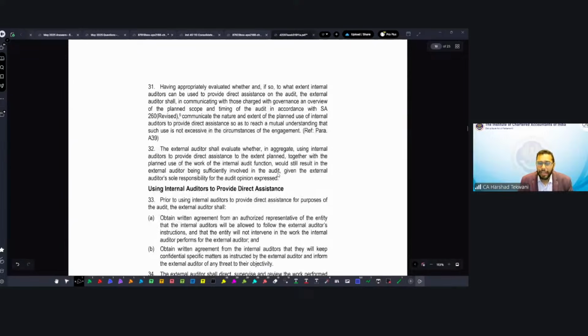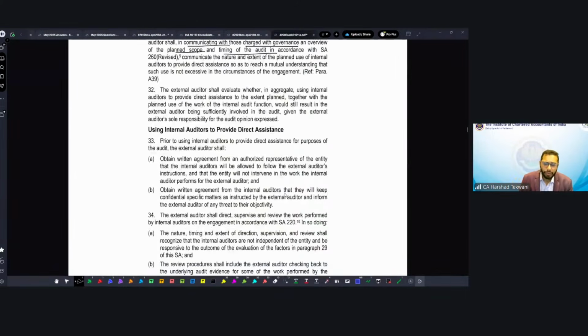Once you appropriately inform or communicate to those charged with governance and management, and you also provide them the plan, scope, and timing of the audit, then you can obtain the direct assistance from the internal auditor.